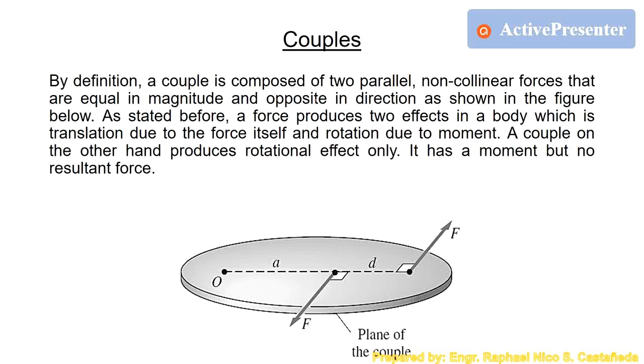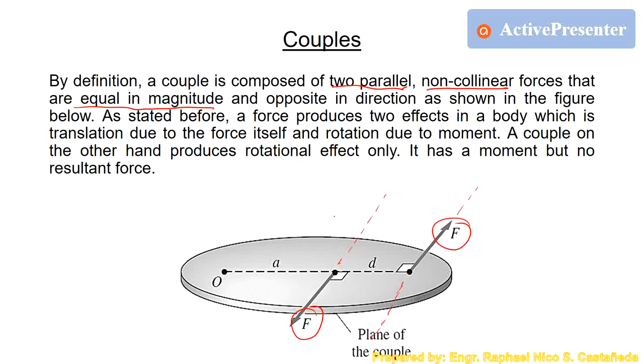So starting with couples, by definition, a couple is composed of two parallel non-collinear forces that are equal in magnitude and opposite in direction, as shown in the figure below. When you say non-collinear, they don't have the same line of action, or shall we say they have different lines of action. Then we have equal in magnitude, meaning they have the same magnitude, and opposite in direction, as shown here in the figure along its plane.